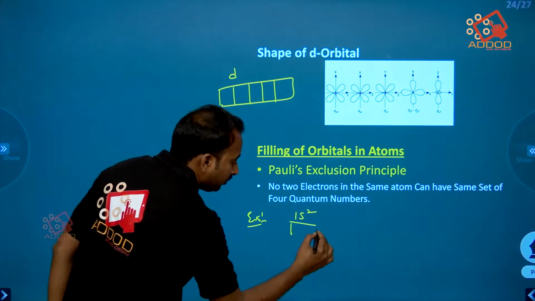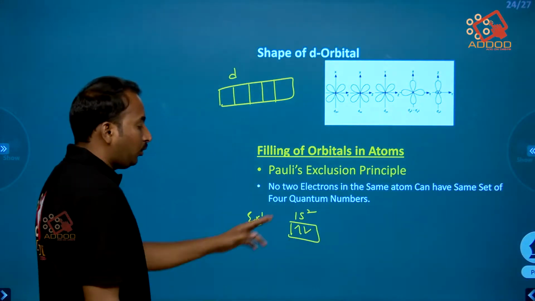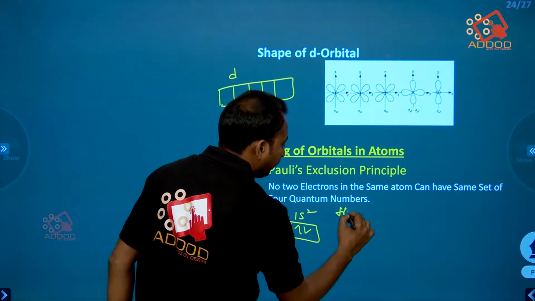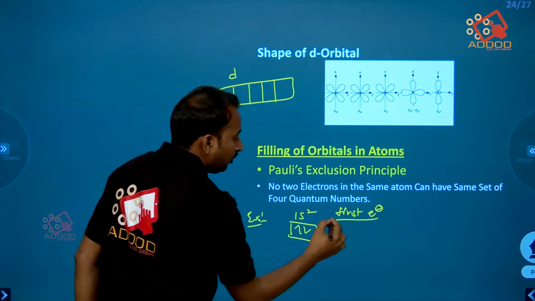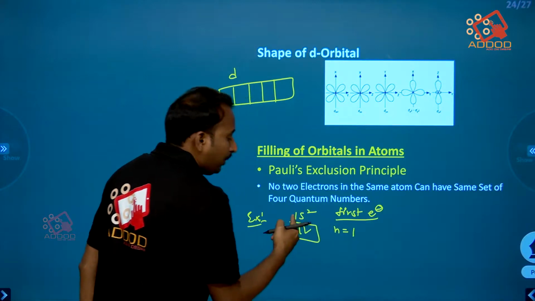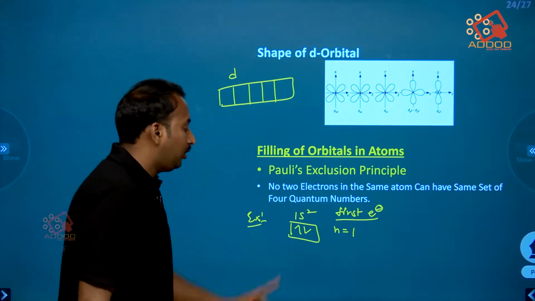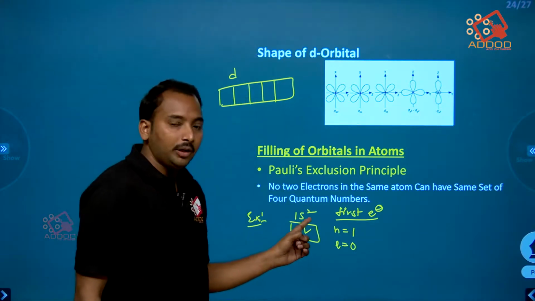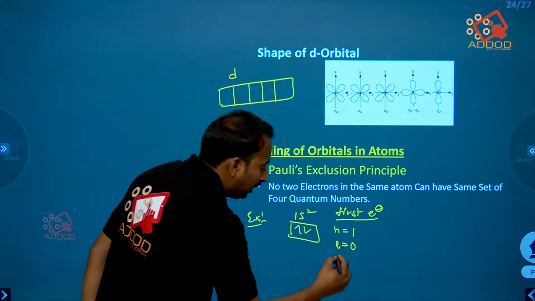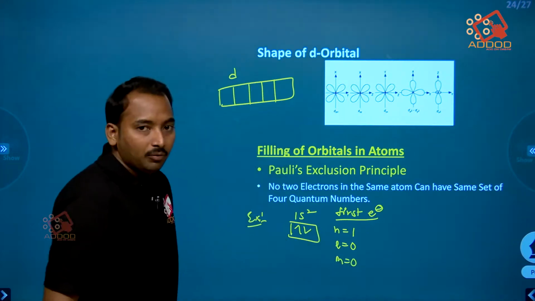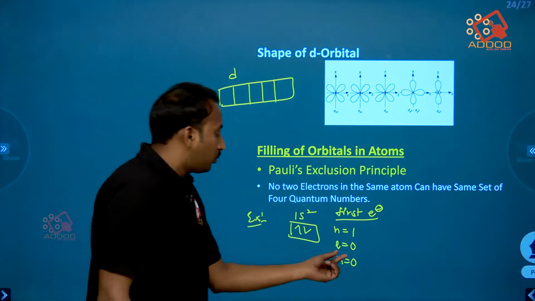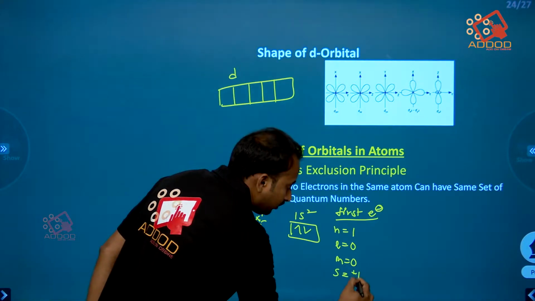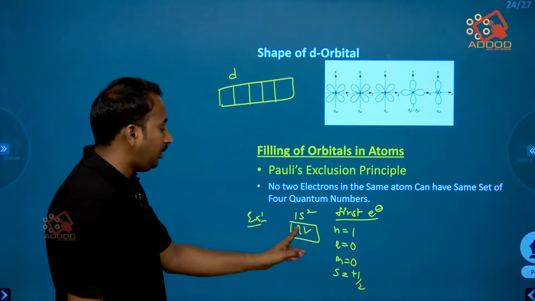1s2. So 1s2 has 2 electrons. For the first electron, n value is equal to 1, meaning it lies in the first energy shell, and L value is equal to 0. For the s orbital, L value is equal to 0, and the m value is also 0, because m values run from minus L to plus L. So m value is also 0, but s is plus for the first electron.